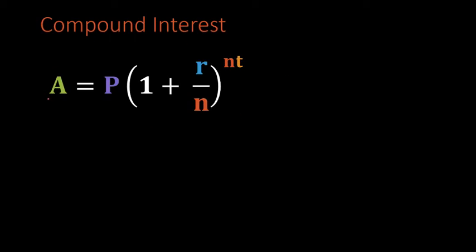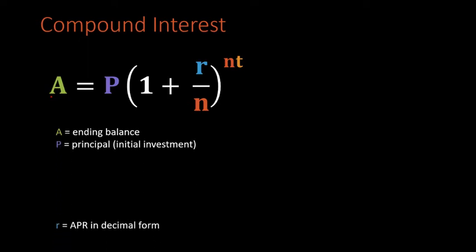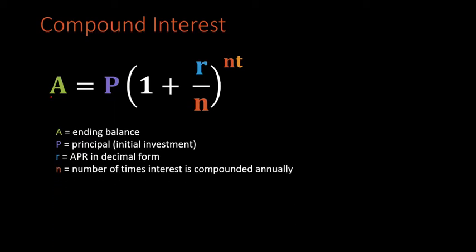So remember that A I just mentioned. A is amount. It's the ending balance, the amount of money you have in the account after that interest has accrued. P is still principal. R is still your APR in decimal form. N is the number of times interest is compounded annually. This is the only new variable we're introducing. N is the number of times interest is compounded annually.